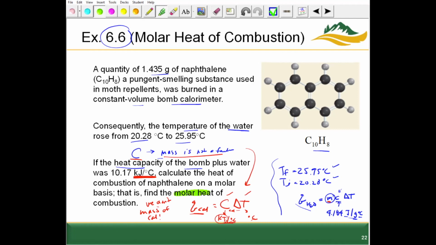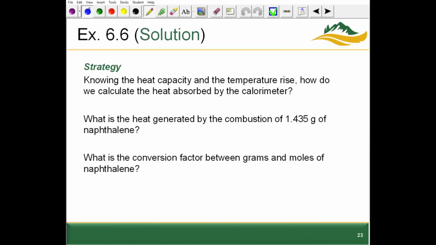We're going to solve for the molar heat of combustion. So in solving this, we know the heat capacity and the temperature rise. How do we calculate the heat absorbed by the calorimeter itself? Then what is the heat generated by the combustion of this many grams of naphthalene? Then what is the conversion factor between grams and moles of naphthalene? Well, this one we should recognize as using the molar mass of naphthalene.